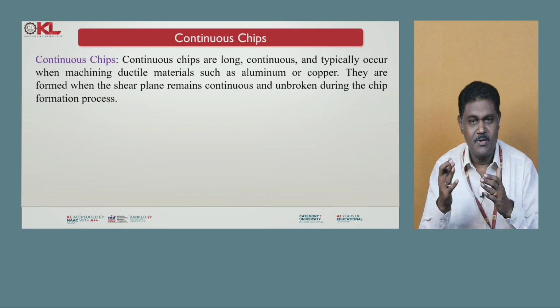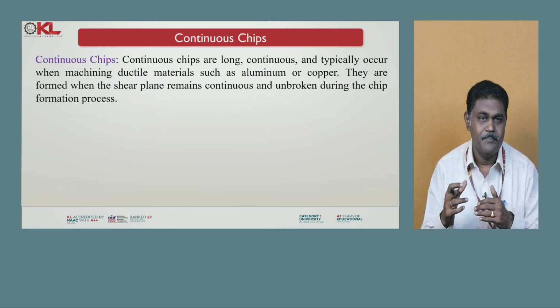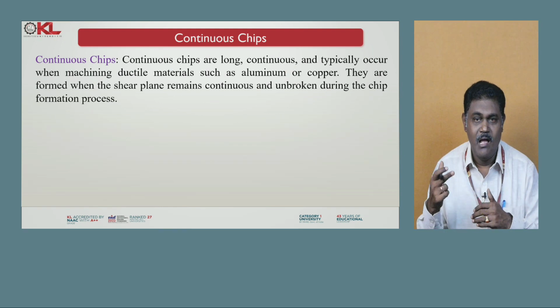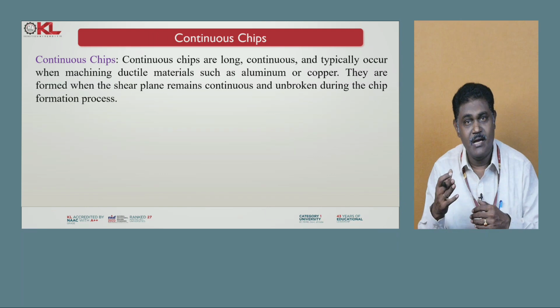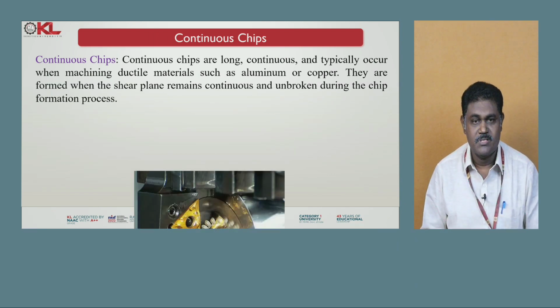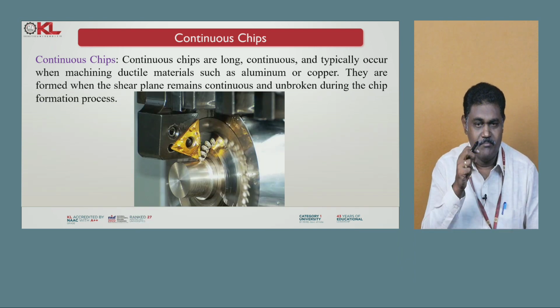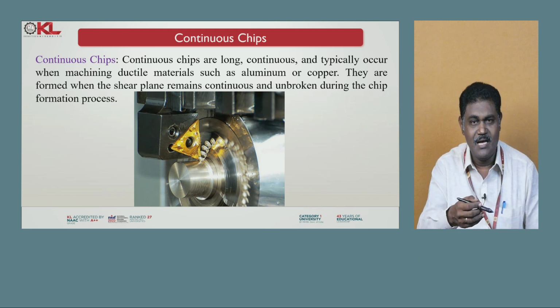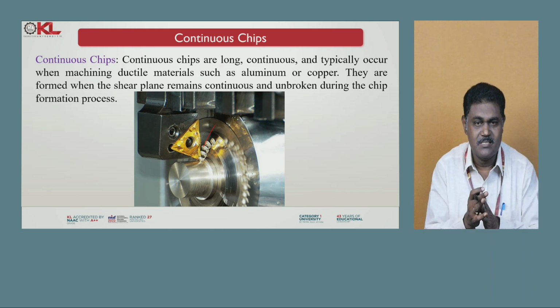Continuous chips are long and continuous and typically occur when machining ductile materials such as aluminum or copper. They are formed when the shear plane remains continuous and unbroken during the chip formation process. Now let us see here how the tool is moving against the workpiece and the chip is forming. Now you can see that this is the chip form. This chip is continuous. This is long. There is no break. Continuous chip formation is taking place.